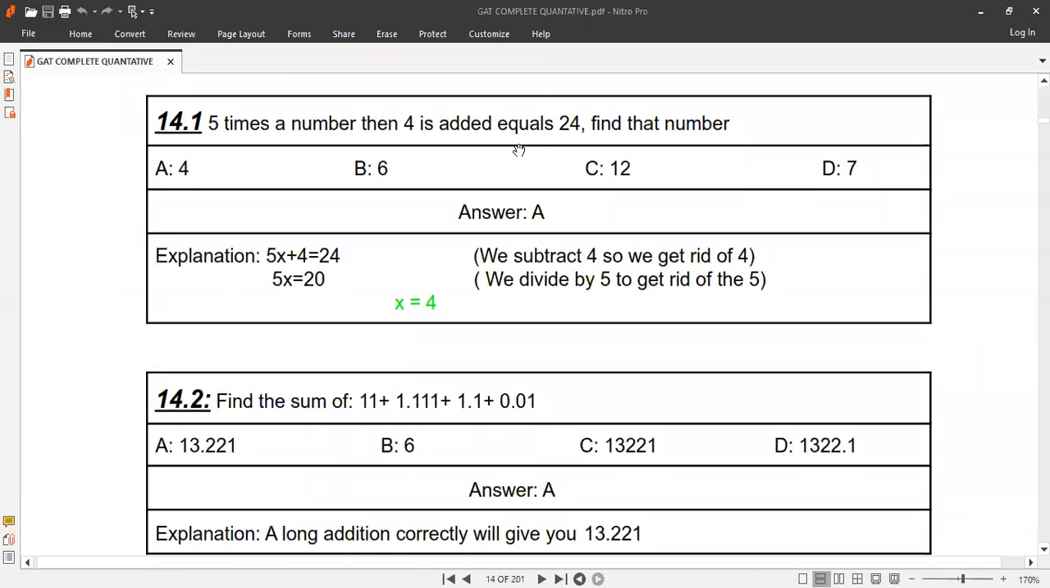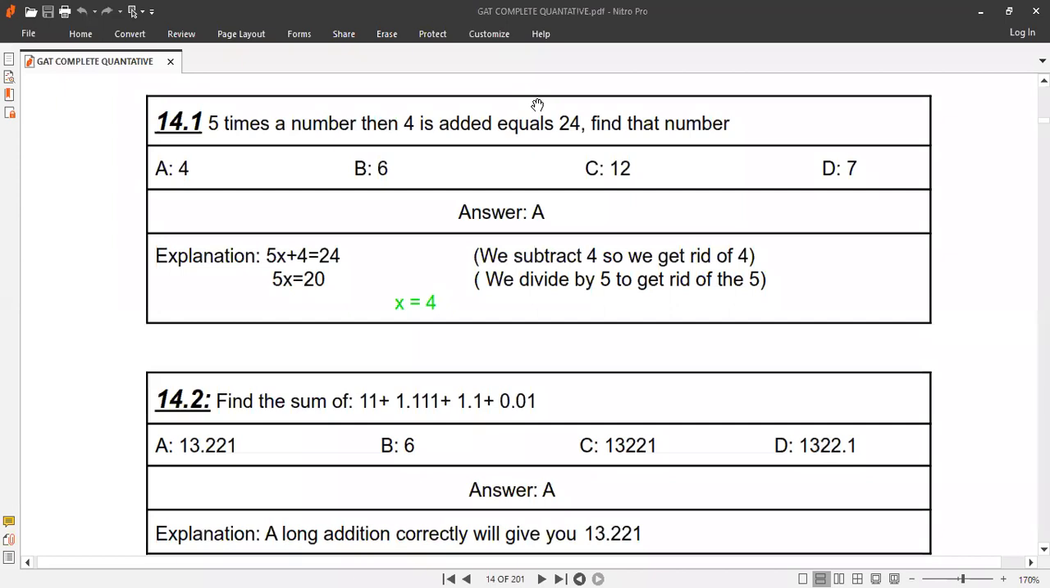Today we'll continue our videos about the English-language Qudrat test. Today in part 3 we will continue working on the algebra part. Here we are in question 14.1.